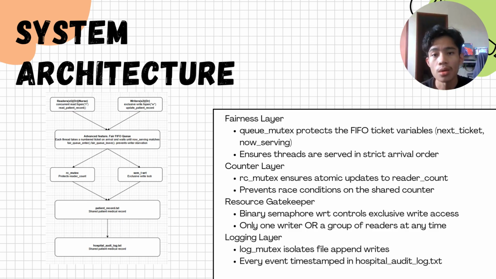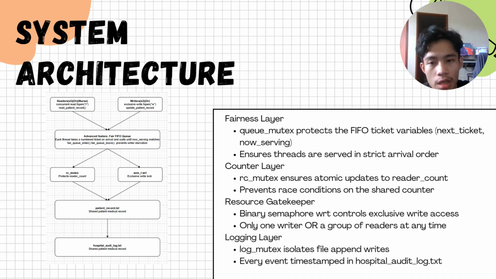Now let's take a look at how these goals translate into our actual concrete system architecture. Looking at the flowchart and breakdown, our architecture is designed as a multi-layer synchronization pipeline: the fairness layer, counter layer, resource gatekeeper, and logging layer. So the fairness layer at the very top, when readers and writers arrive, they must interface with a queue mutex. This mutex protects our FIFO ticket variables, specifically next ticket and now serving. This is the mechanism that ensures threads are strictly ordered by arrival time before they even attempt to touch the data.